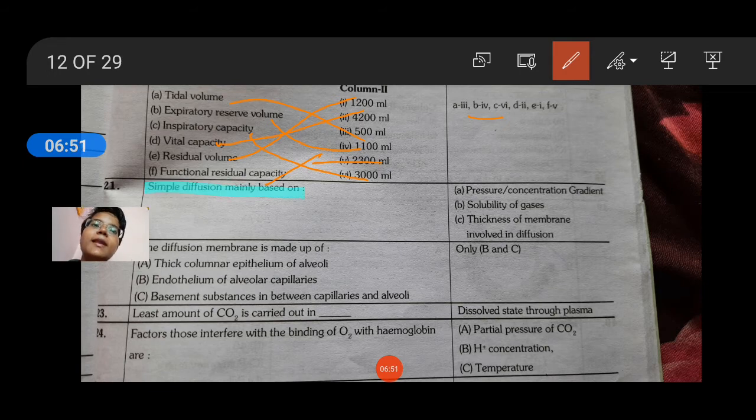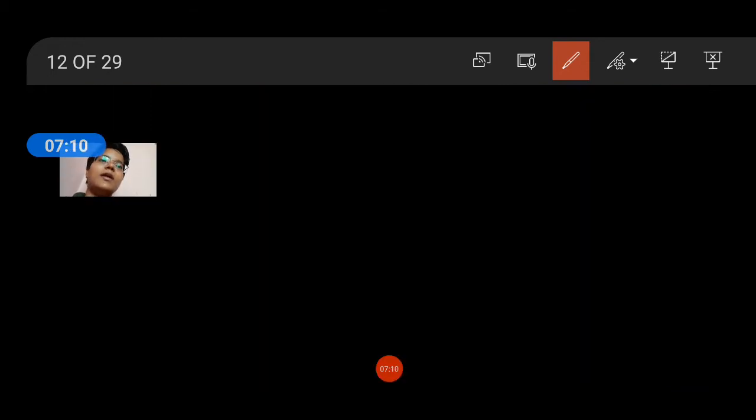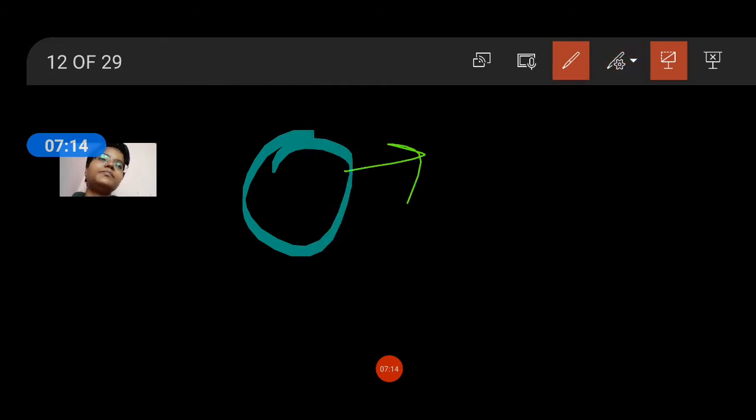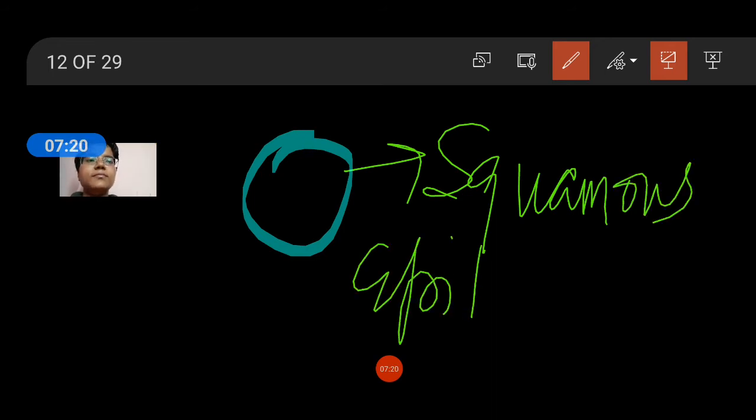Simple diffusion is mainly based on pressure, concentration gradient, solubility of gases, and thickness of the membrane involved in diffusion. The diffusion membrane is made up of the endothelium of alveolar capillaries and basement substances in between the capillaries and alveoli. Alveoli are made up of squamous epithelium.